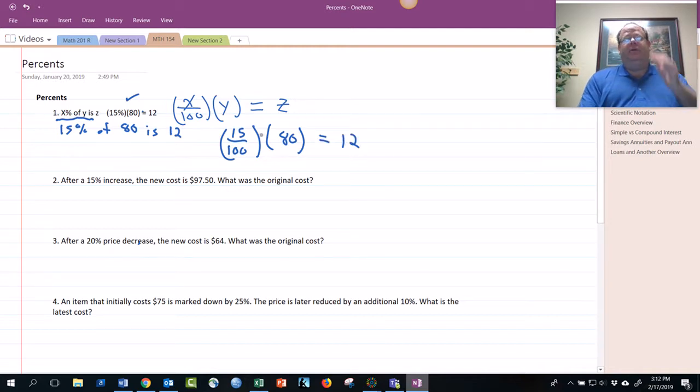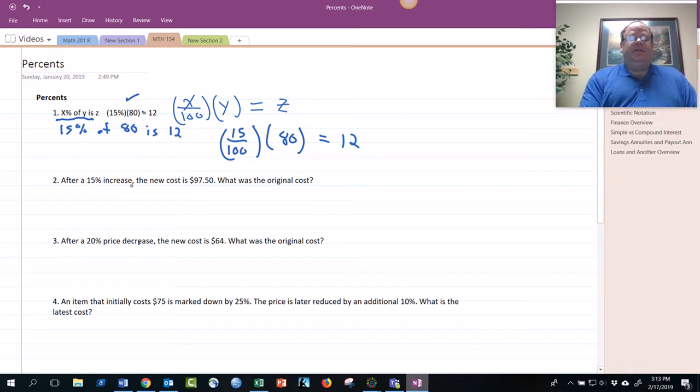So what's going to happen when you do these is that one of the three, either the percent, the "of", or the "is", in other words the X, the Y, or the Z, they are not going to give you. They'll give you the others. You fill them in and work it out. So let's try a few of them.